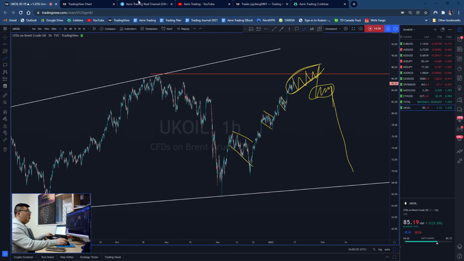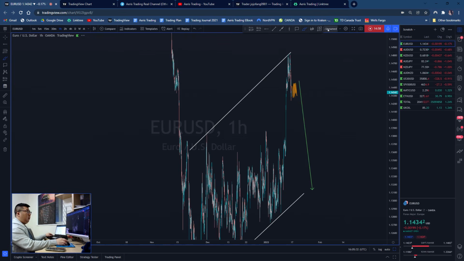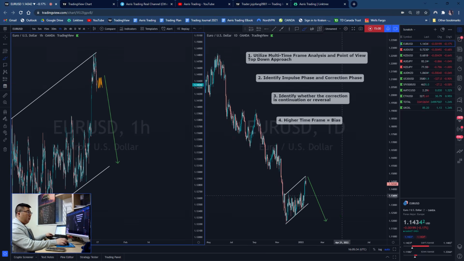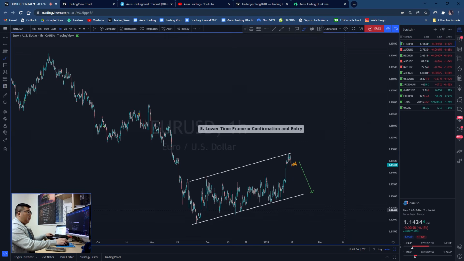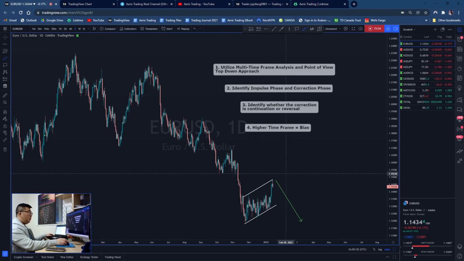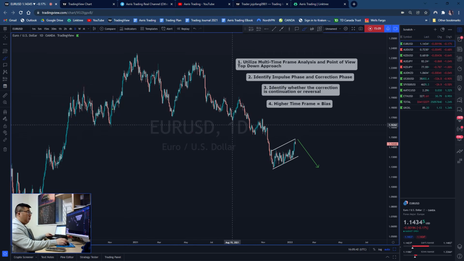Okay, so to recap everything, if we go back to the euro dollar example here, we're going to start from the higher time frame, and we're going to utilize multi-time frame analysis and point of view, so a top-down approach. So looking at the price here, what is the impulsive phase? Well, we just had this latest impulsive phase to the downside, right? So we know that that is an impulsive phase, and when the market starts correcting in this form, you can see that this is a corrective phase. So impulsive phase, corrective phase. And we have to identify whether the correction is continuation or reversal.